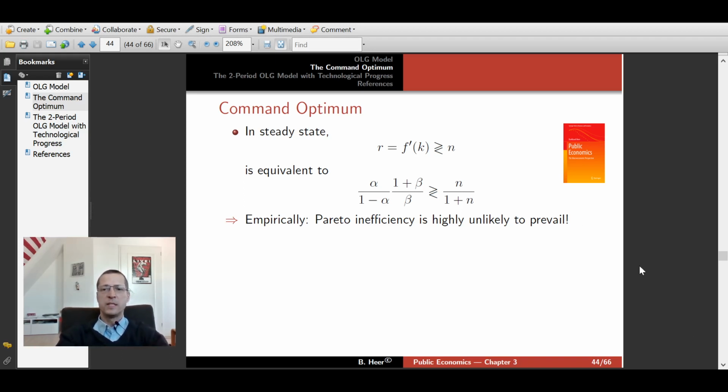So we have to be careful to interpret our results, for example, when we consider policies that decrease the capital stock. This might always be beneficial in economies which are dynamically inefficient.